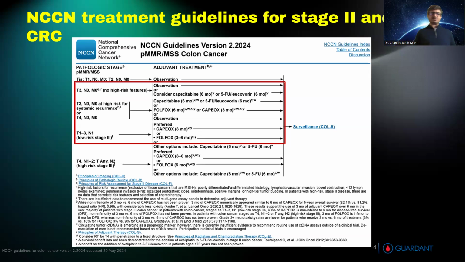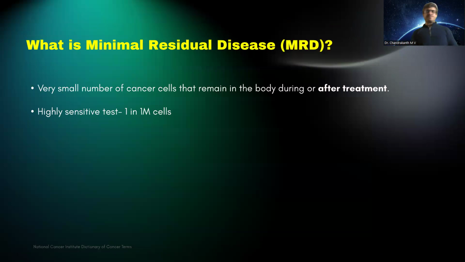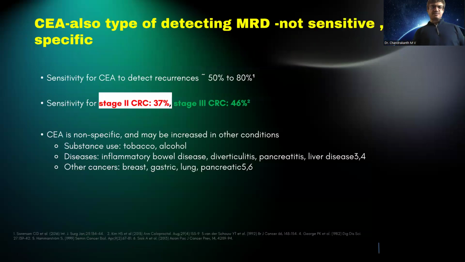All this is confusing. Therefore, how much adjuvant therapy and what we need to give is subjective and based on clinicopathological criteria. Is there an objective way of doing it? The answer is yes. That is by assessing the minimal residual disease. What is minimal residual disease? It's a very small number of cancer cells that remain in the body during or after treatment. It is a highly sensitive test. It should detect 1 in 1 million cells.